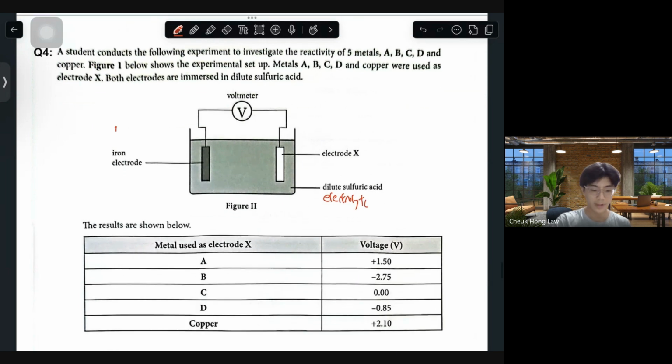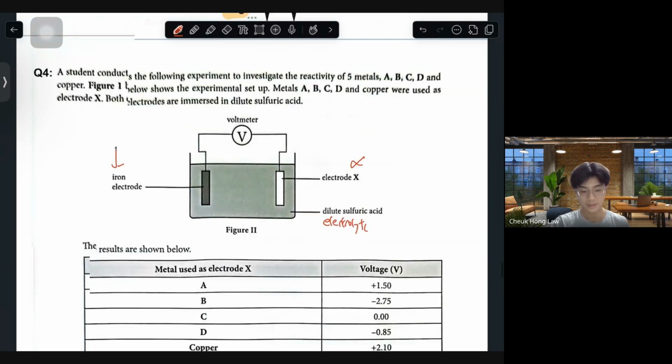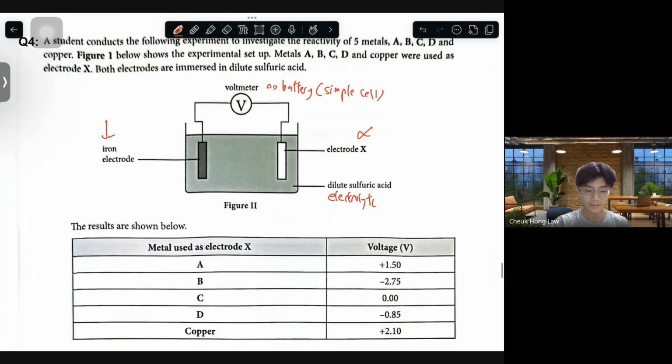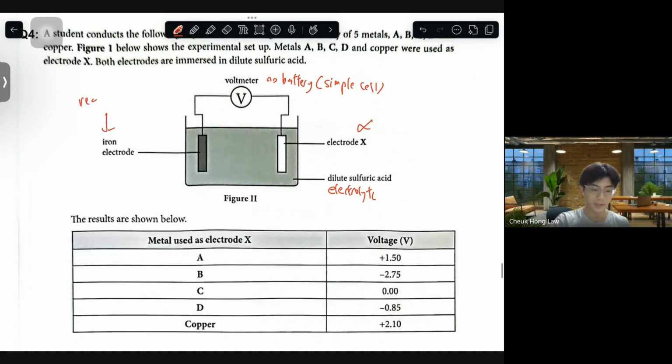Then we have iron electrode and electrode X. We already know that this is a simple cell just because there is no battery, and there is a voltmeter. Furthermore, these are reactive electrodes, because they are all metals, right?